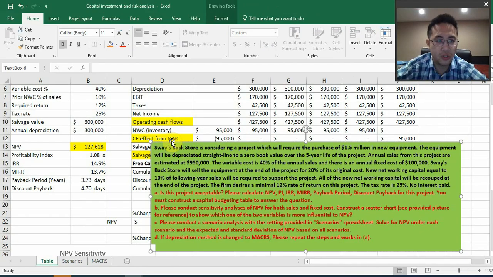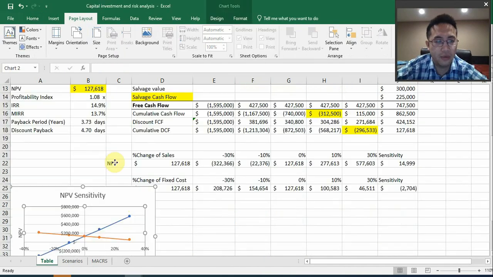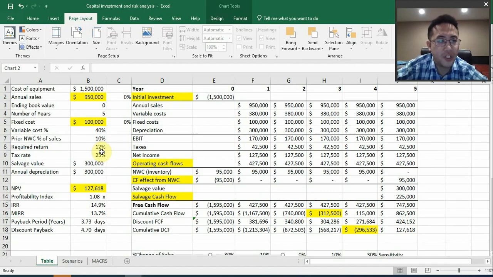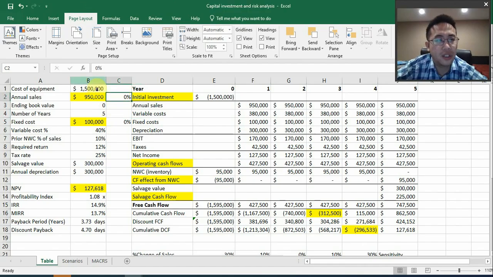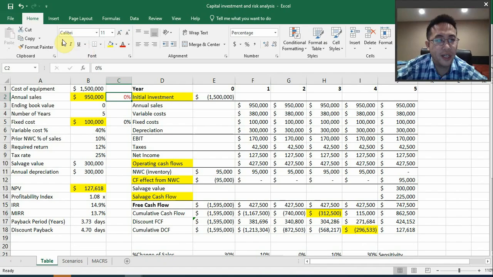Here is your work zone. Let me just delete all this instruction here because I remember it. So that's sensitivity analysis. This is your original setting. You're going to change two things, actually three things. One is the percentage change of annual sales, that's what we did previously. Another is the percentage change of a fixed cost. And the last one is the required rate of return or cost of capital. And you're going to observe the NPV output.